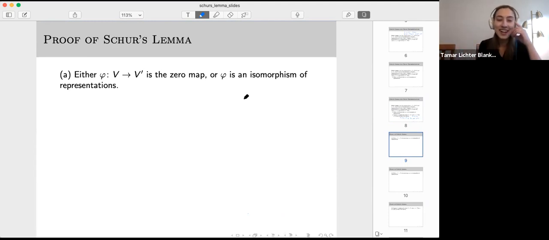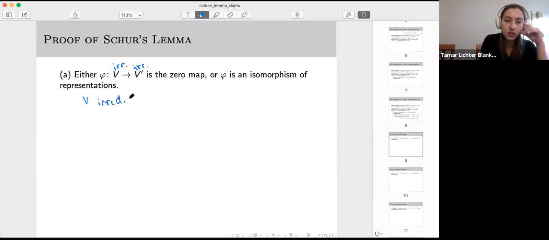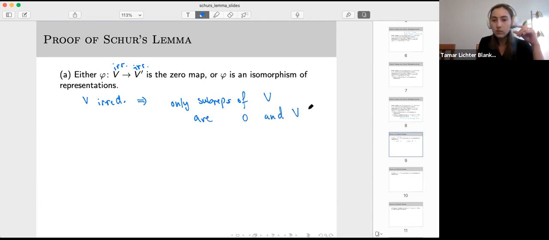So first of all, what does it mean for a representation to be irreducible? V and V prime are irreducible. That means V irreducible means that the only subrepresentations of V are 0 and V. And the same thing for V prime.